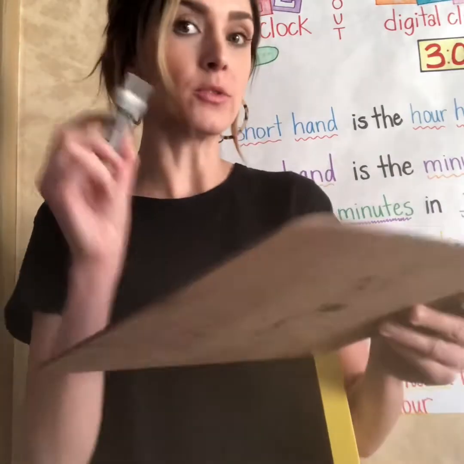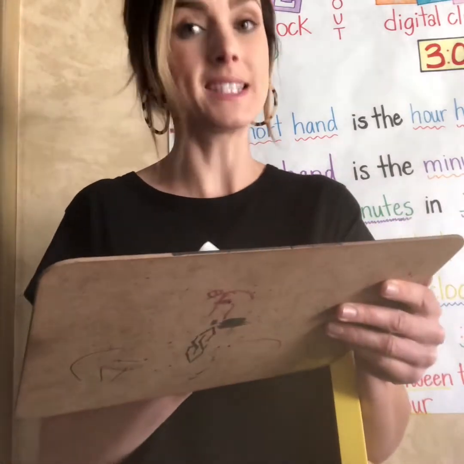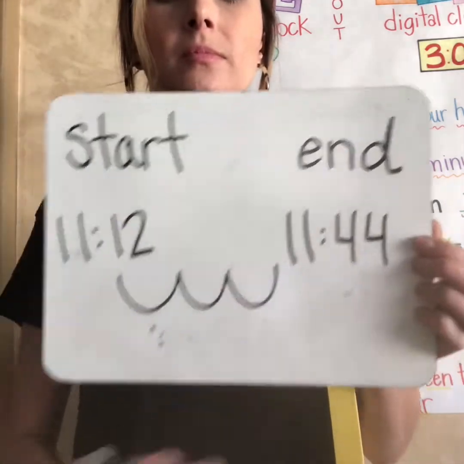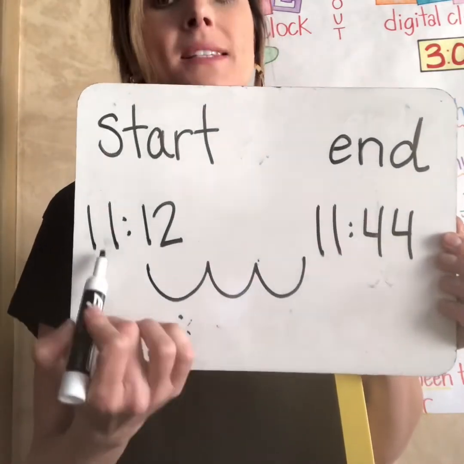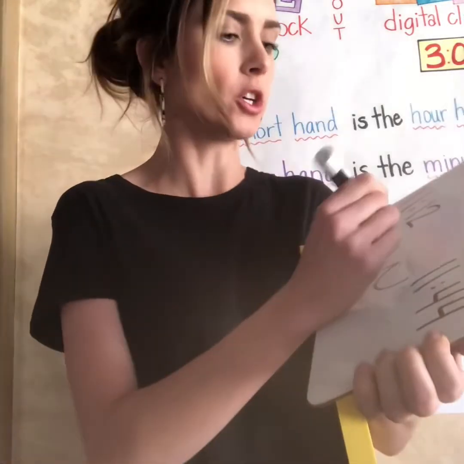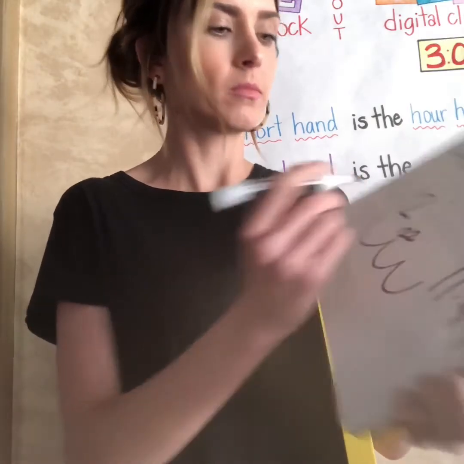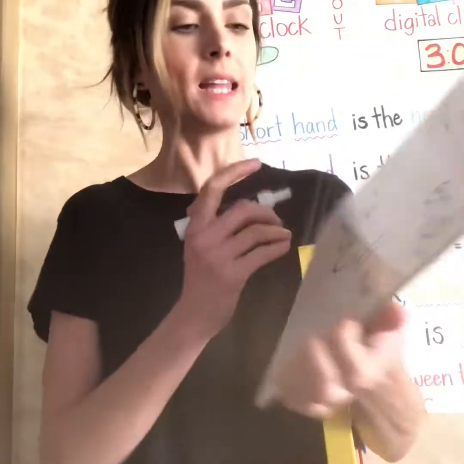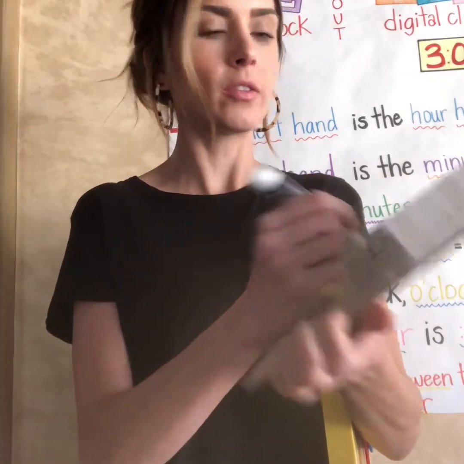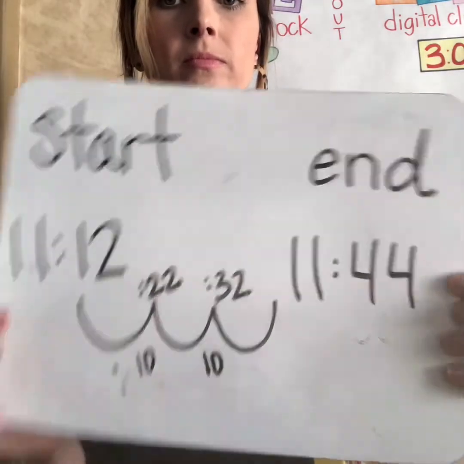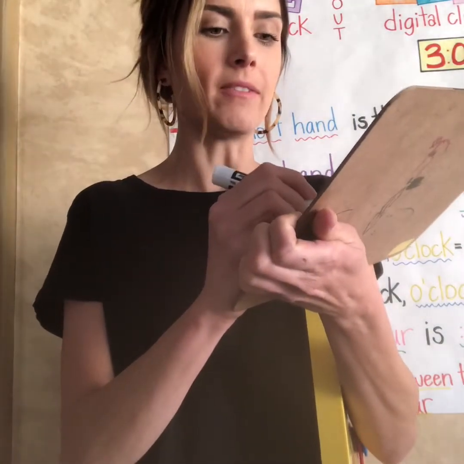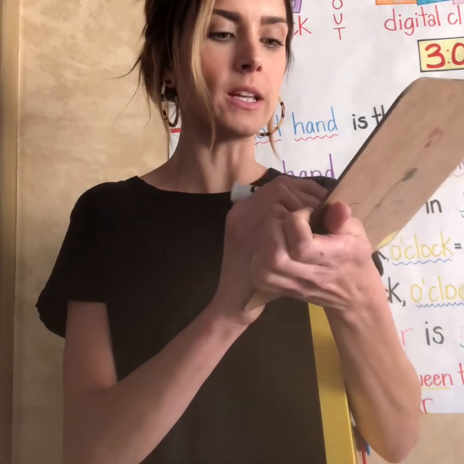I'm going to start by doing some hill jumps, counting by tens. 10 more minutes past 11:12 would be 11:22 because 12 plus 10 is 22. 10 more minutes later would be 11:32. 10 more minutes after that would be 11:42.